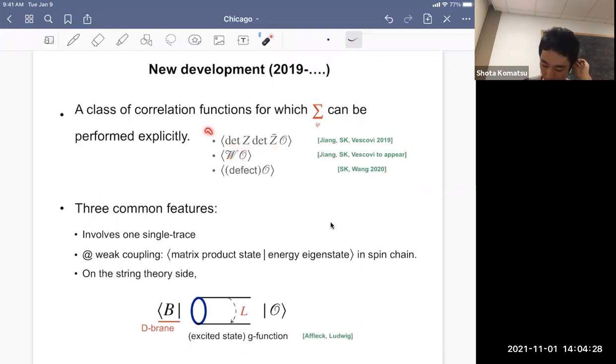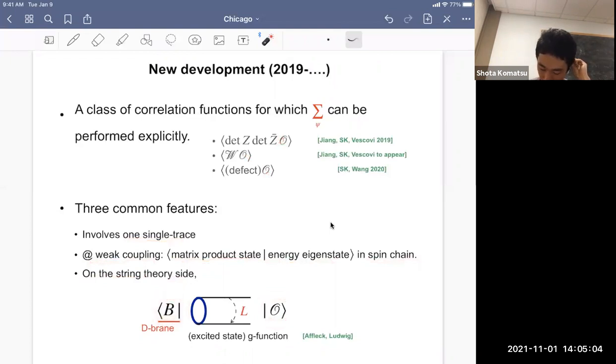All these examples have 3 common features. First, all of them involve 1 single trace operator. Second, as I will explain, at weak coupling you can describe them in terms of the overlap between a matrix product state and the energy eigenstate in the integrable spin chain. On the other hand, on the string theory side, at finite or strong coupling, all these are described by the overlap between a closed string state and the boundary state. So now we really have a boundary state.